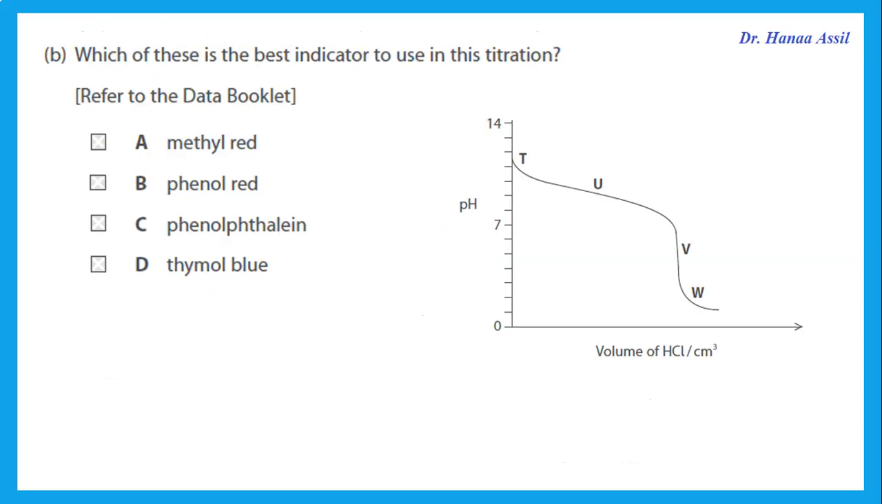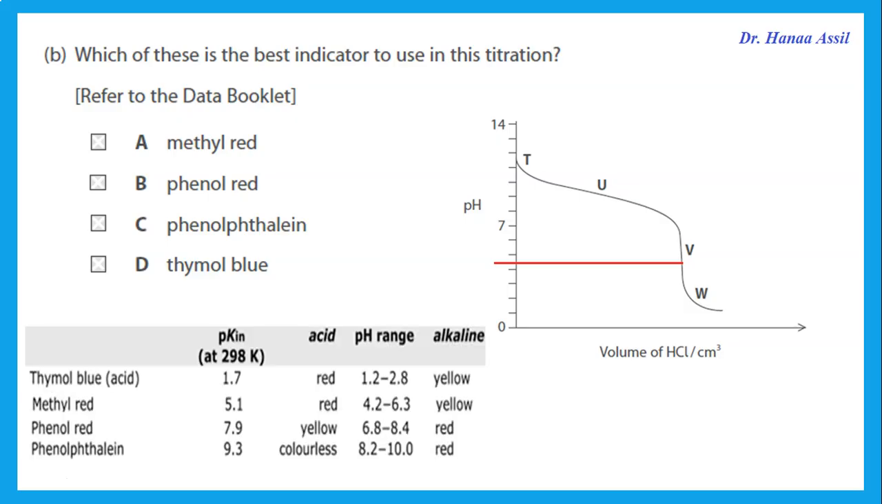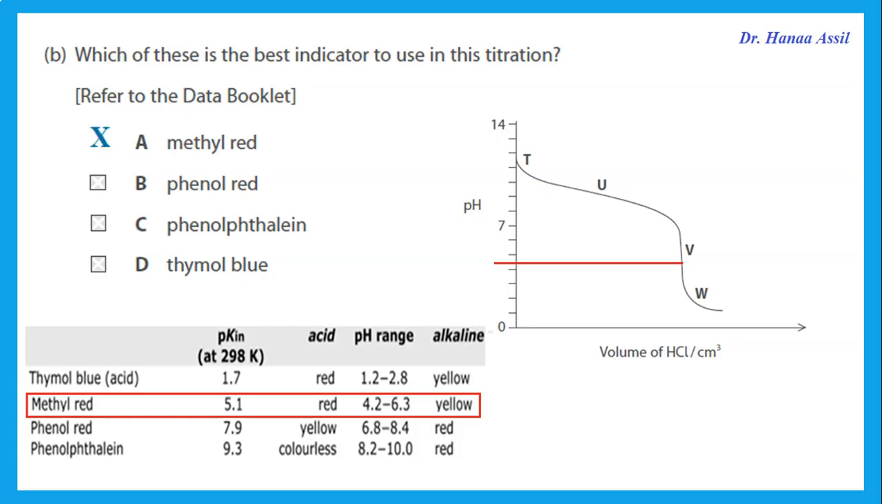Which of these is the best indicator to use in this titration? Well, how do we know? We look at the graph and we look at the equivalence point from the graph. So that is the middle of that vertical line going up. That is around 4 point something pH. So we look at the data booklet and we choose the one that is closest to that. So that is methyl red, and as you can see, the pH range is between 4.2 and 6.3. So this is the correct range. So this is the best indicator.